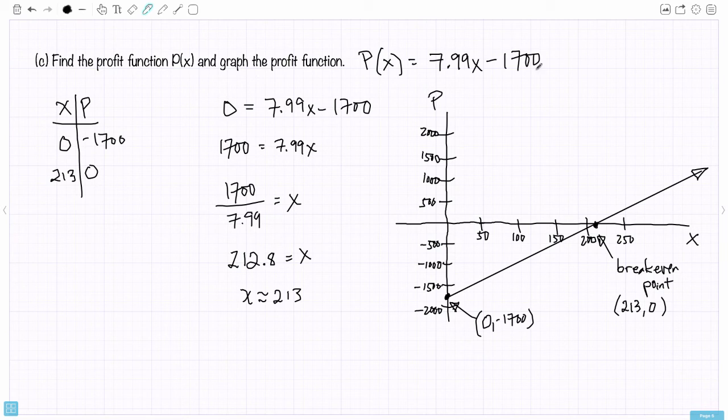Okay, so I find the profit function here, and I've graphed the profit function. And that's the end of part C. Let's move on to part D.